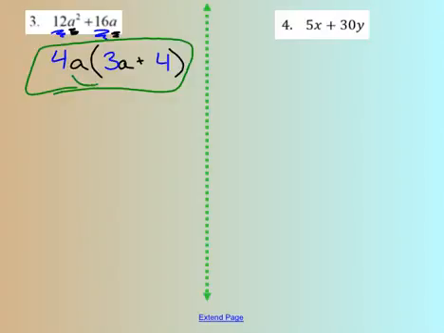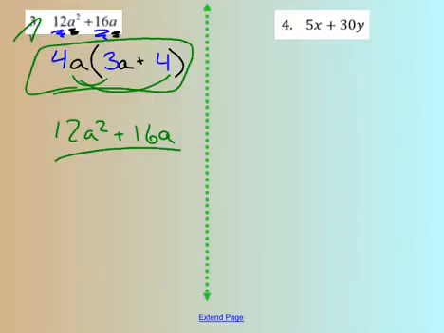Now, if I distributed it back through, 4 times 3 is 12, a times a is a squared, plus 4 times 4 is 16, and there's an a there. So these match on top and bottom. The stuff in green is what we did in Unit 3. The black and blue there is what we're going to do in Unit 4.